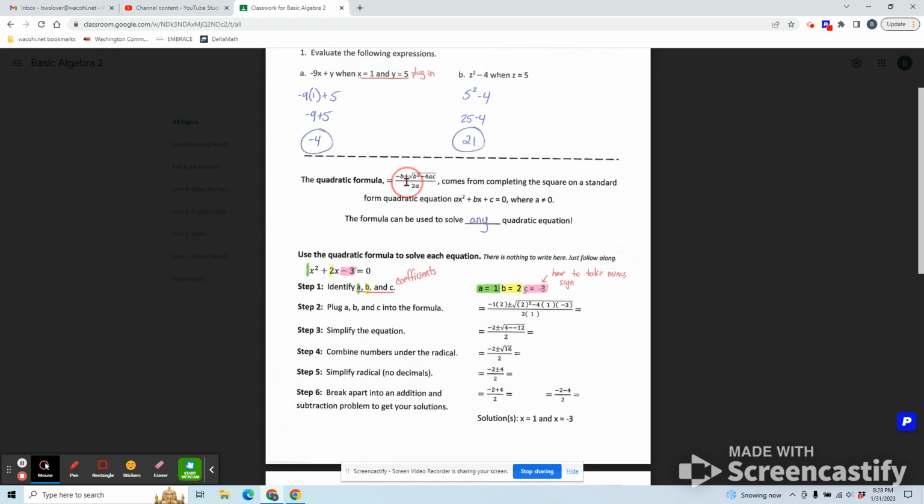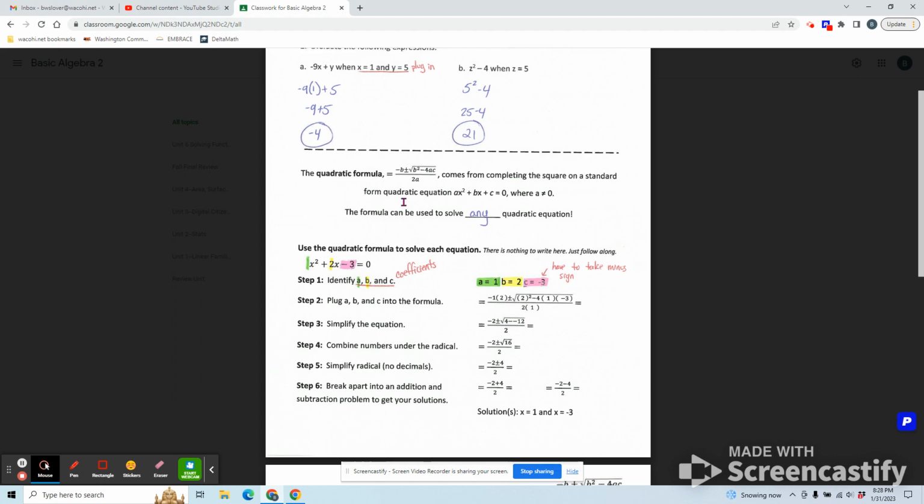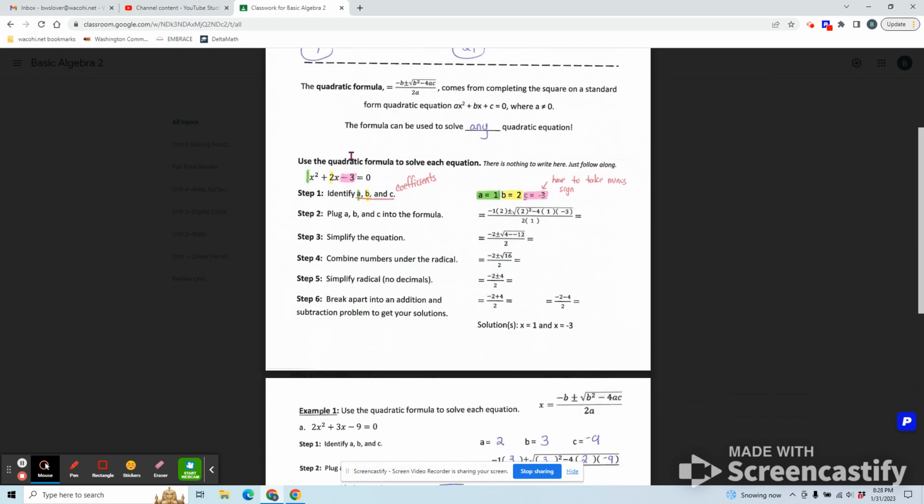So once again, this symbol here right in the center is a plus or a minus. It's shorthand. Instead of writing two different equations or two different numbers, mathematicians use a plus or a minus. So you're going to see that today and then on your homework as well. So there's nothing for you to do. You're just going to watch.